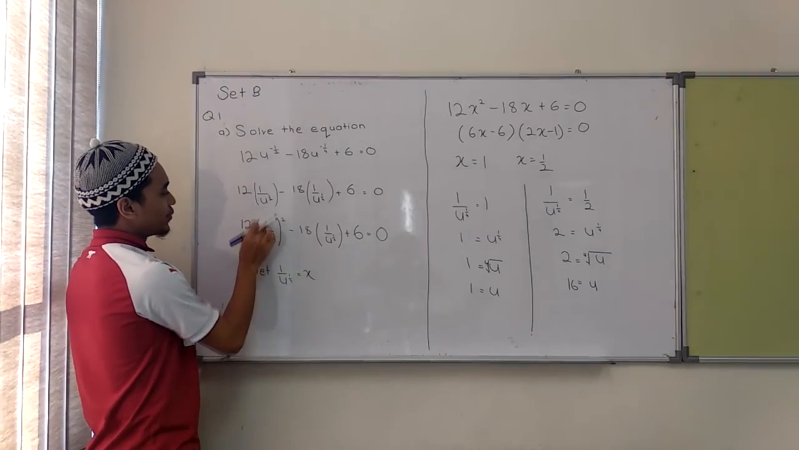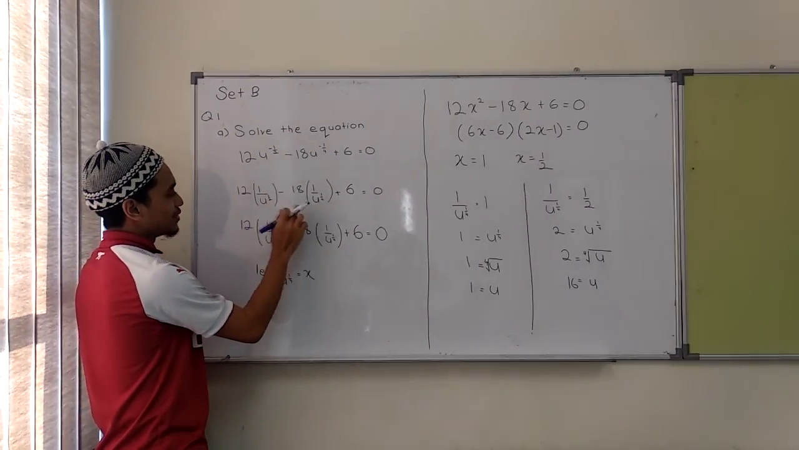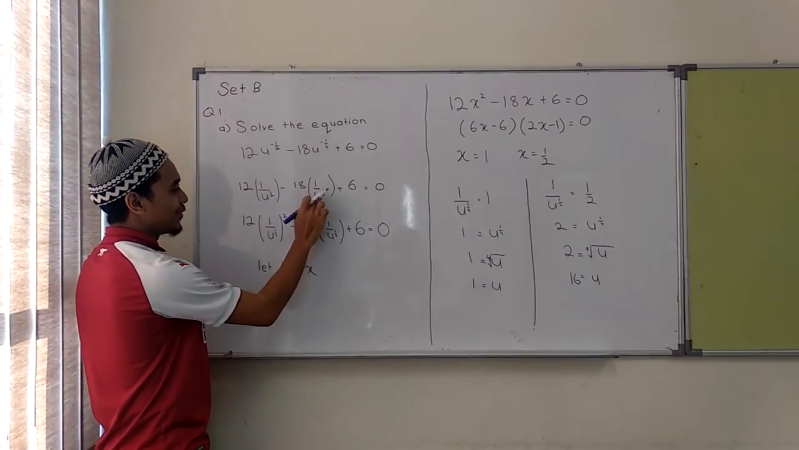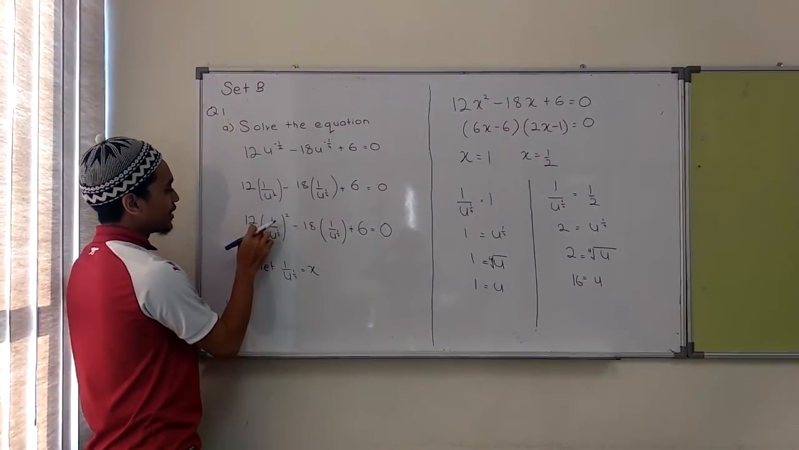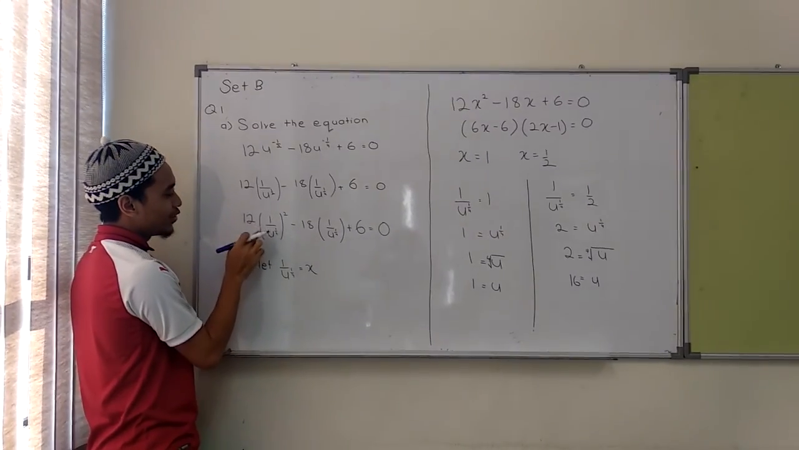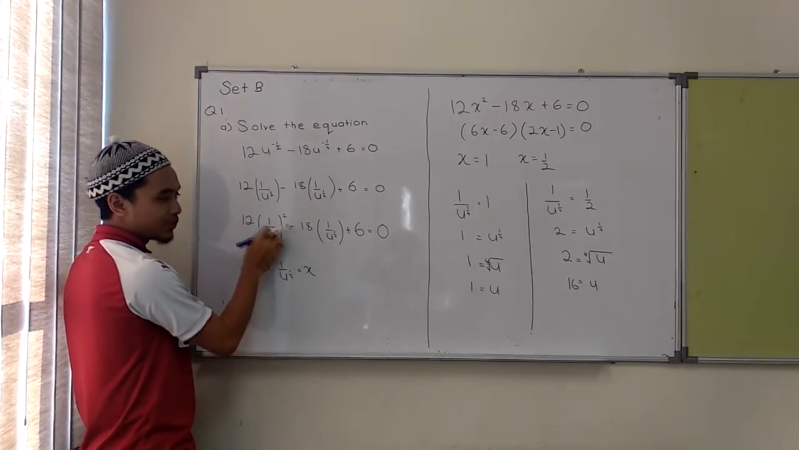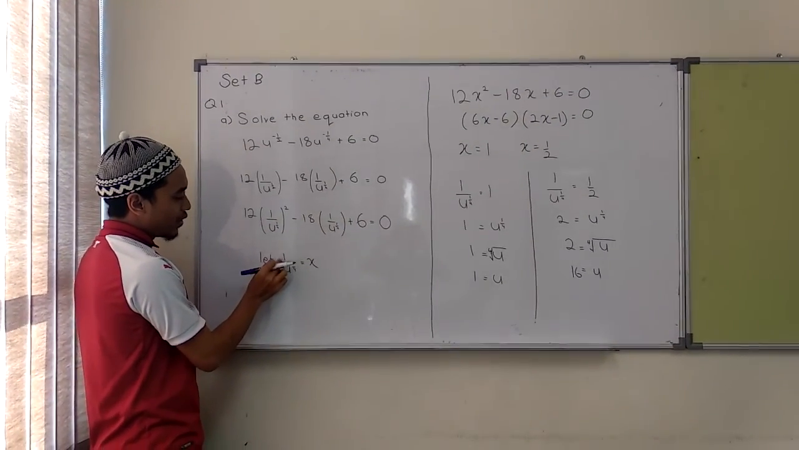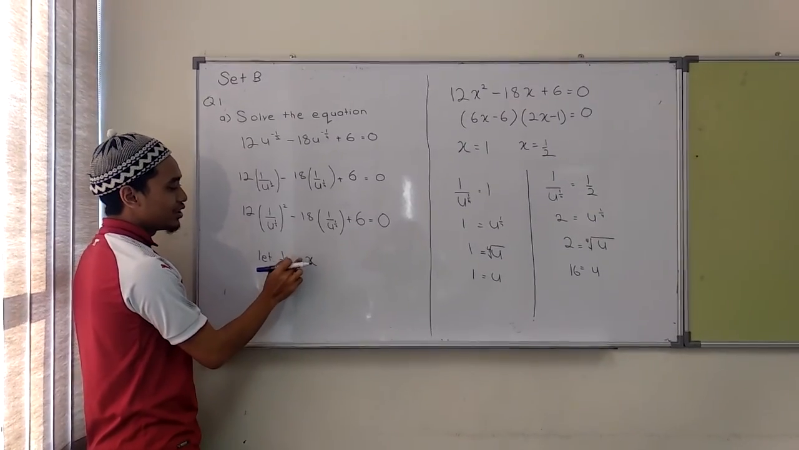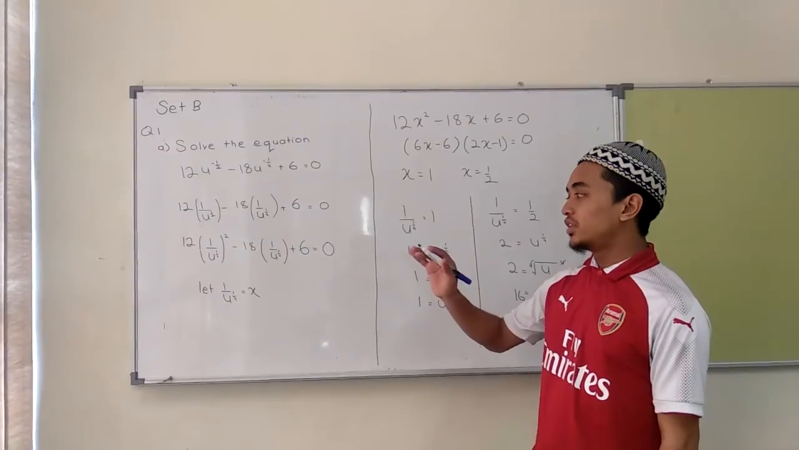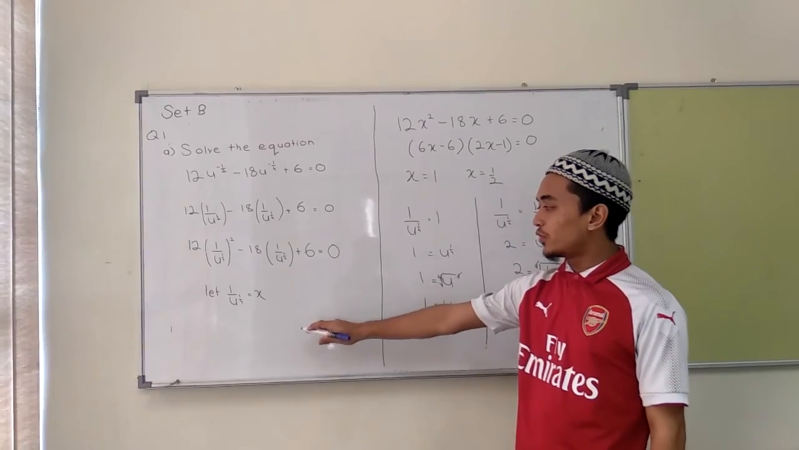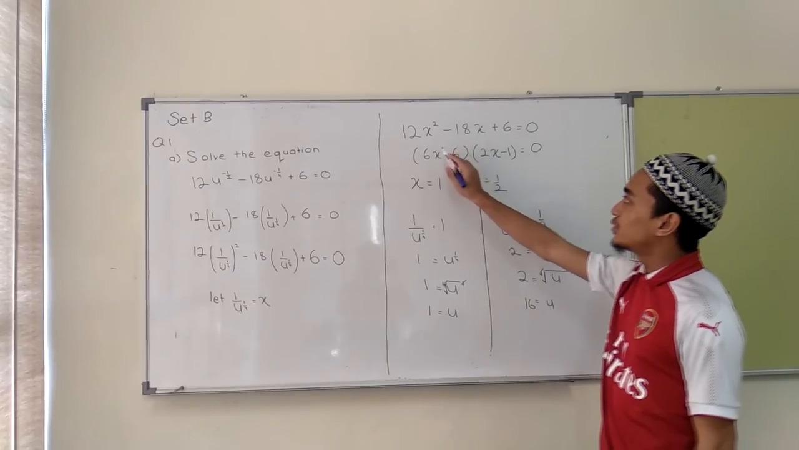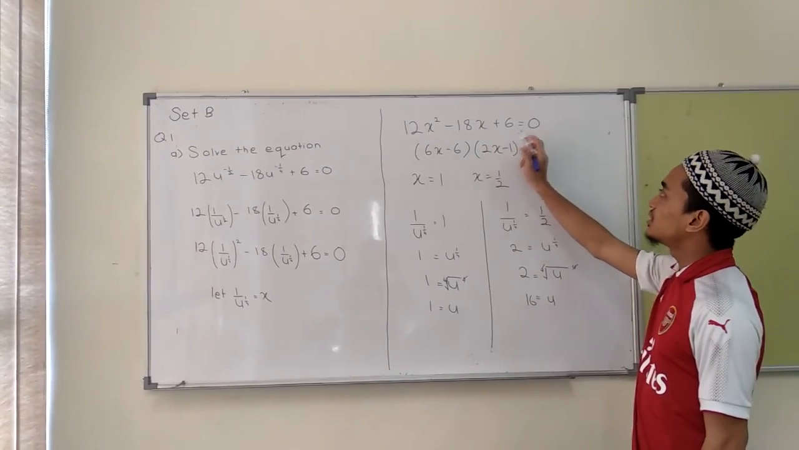And then we have to make this similar to 1/u to the power of 1/4. So it will be like this: 1/u to the power of 1/4 to the power of 2. Why? Because we want to let 1/u to the power of 1/4 into x. After we let 1/u to the power of 1/4 equals to x, we will get this equation: 12x to the power of 2 minus 18x plus 6 equals to 0.